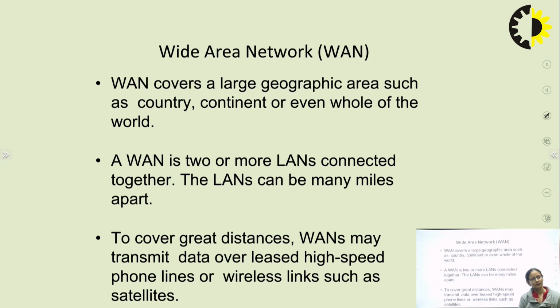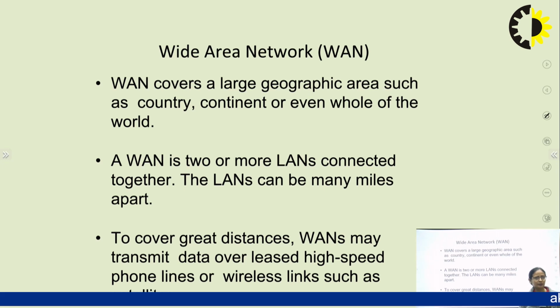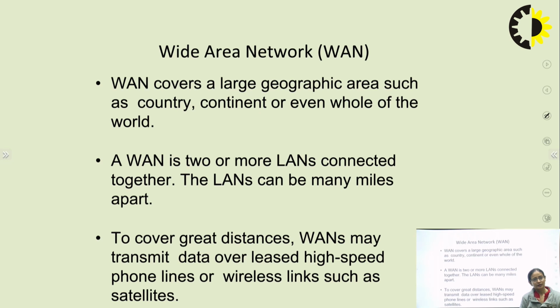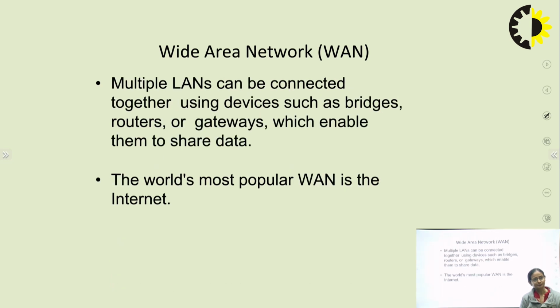The next category is the wide area network. It covers a large geographic area such as a country, continent, or even the whole world. So we could say it is two or more LANs connected together, and the LANs can be many miles apart. To cover greater distances, a WAN may transmit data over leased high-speed phone lines or wireless links, for example, satellites. Generally, when we are connecting various LANs or MANs which are many miles apart, we go for satellite communication.